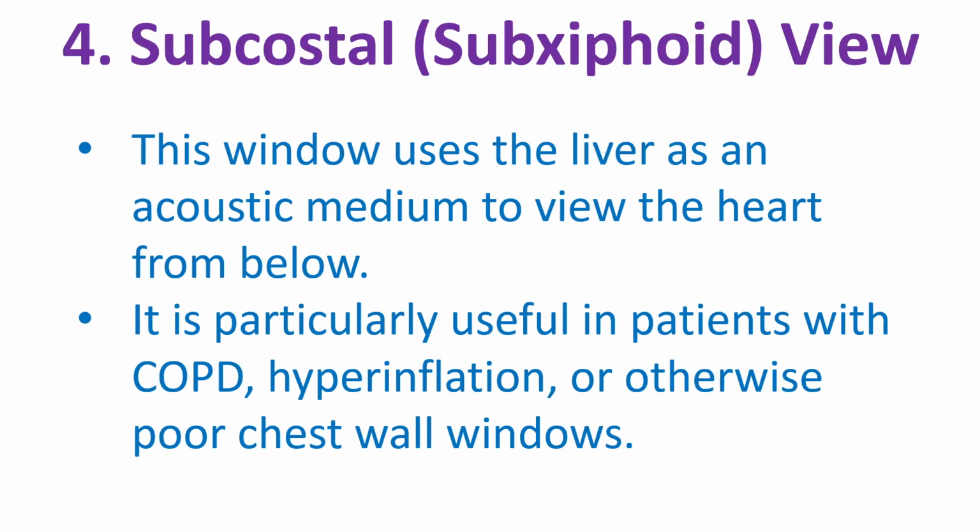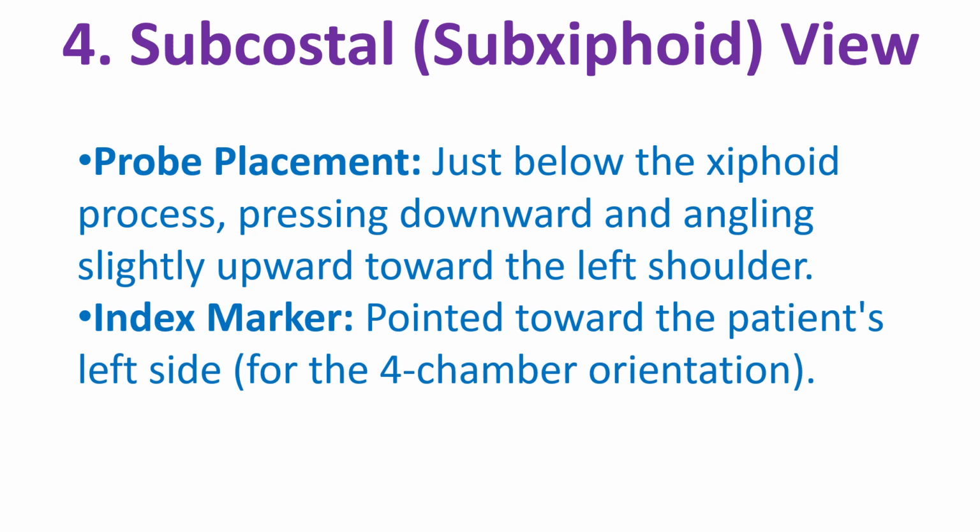Subcostal or subxiphoid view. This window uses the liver as an acoustic medium to view the heart from below. It is particularly useful in patients with COPD, hyperinflation or otherwise poor chest wall windows. The probe is placed just below the xiphoid process, pressing downwards and angling slightly upward towards the left shoulder. The index marker is pointed towards the patient's left side for the four-chamber orientation.